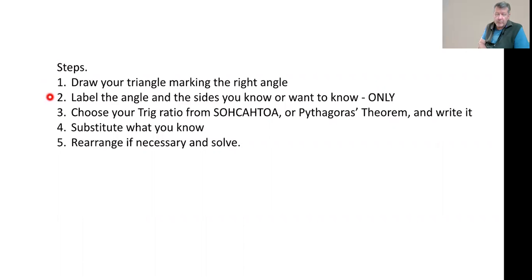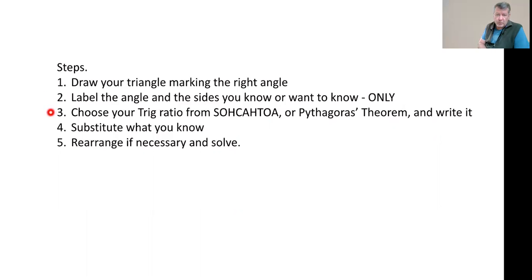Second step, label the angle and the sides that you know or you want to know only. Now, obviously with Pythagoras, you want your A, B, and C sides. Always start with the C, the hypotenuse. If it's trigonometry, if you only label two sides, you're always going to pick the right ratio, okay?